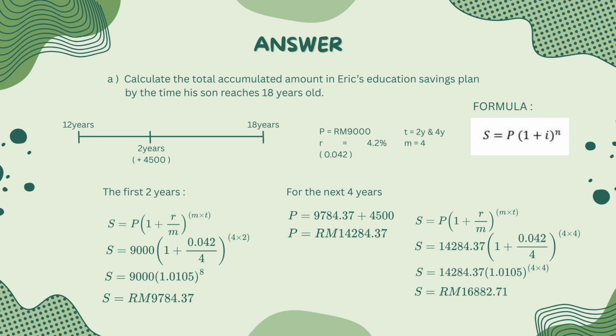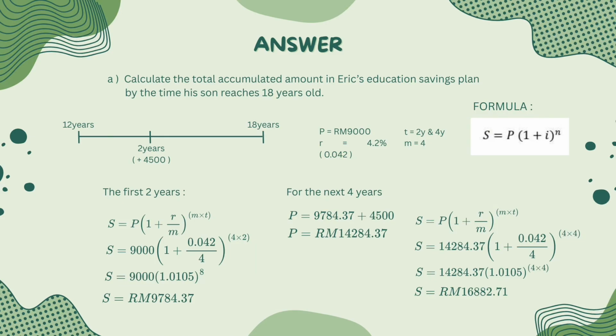So just enter the number into the formula. Then after 2 years, Eric got 9,784 ringgit 37 cents, and this is the new principal. So the amount will grow for the next 4 years with the same rate. So for the next 4 years, we will calculate the same calculation step, but we have to change the principal with the new principal and the term of compound.